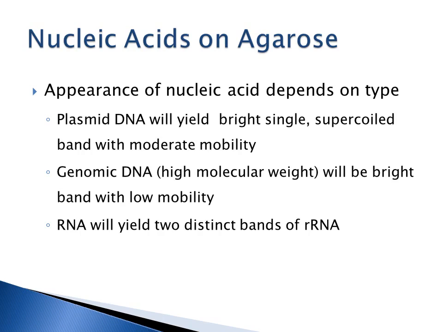Genomic DNA, the DNA that's coming from those cells, is a huge piece. It's a high molecular weight. So you're also going to get a nice bright band, but it's going to be very low mobility. It's not going to be able to move through that gel because it's so huge. RNA, you're commonly going to see two very distinct bands, and those are your two bands of ribosomal RNA.